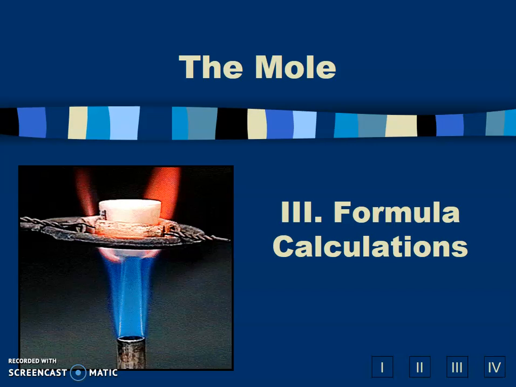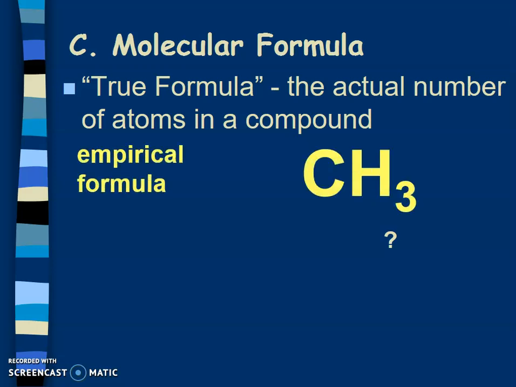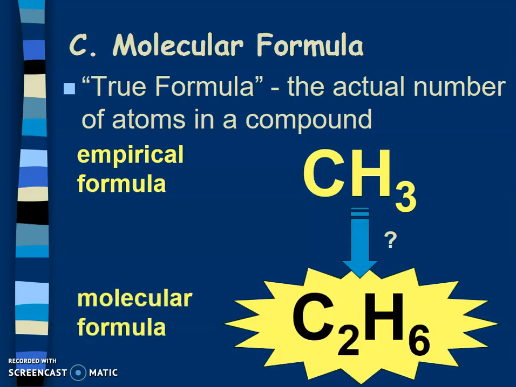Now that we can calculate empirical formulas, we are ready for our last step in our process of formula calculations, which is calculating the true molecular formula. The true formula is the actual number of atoms in a compound, so how this compound actually exists in nature. So we can calculate our empirical formula, but then we need to get to the true molecular formula.